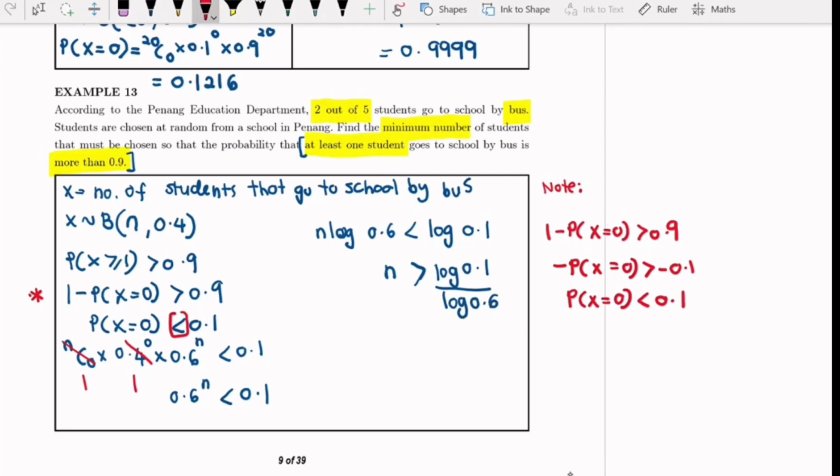Why do we change less than to greater than? Because log 0.1 is a negative value, and log 0.6 is also negative. To omit the negative from n, you need to change less than to greater than. So use your calculator, and you'll get n greater than 4.45. Since n is the number of students, n has to be an integer. So n equals 5.